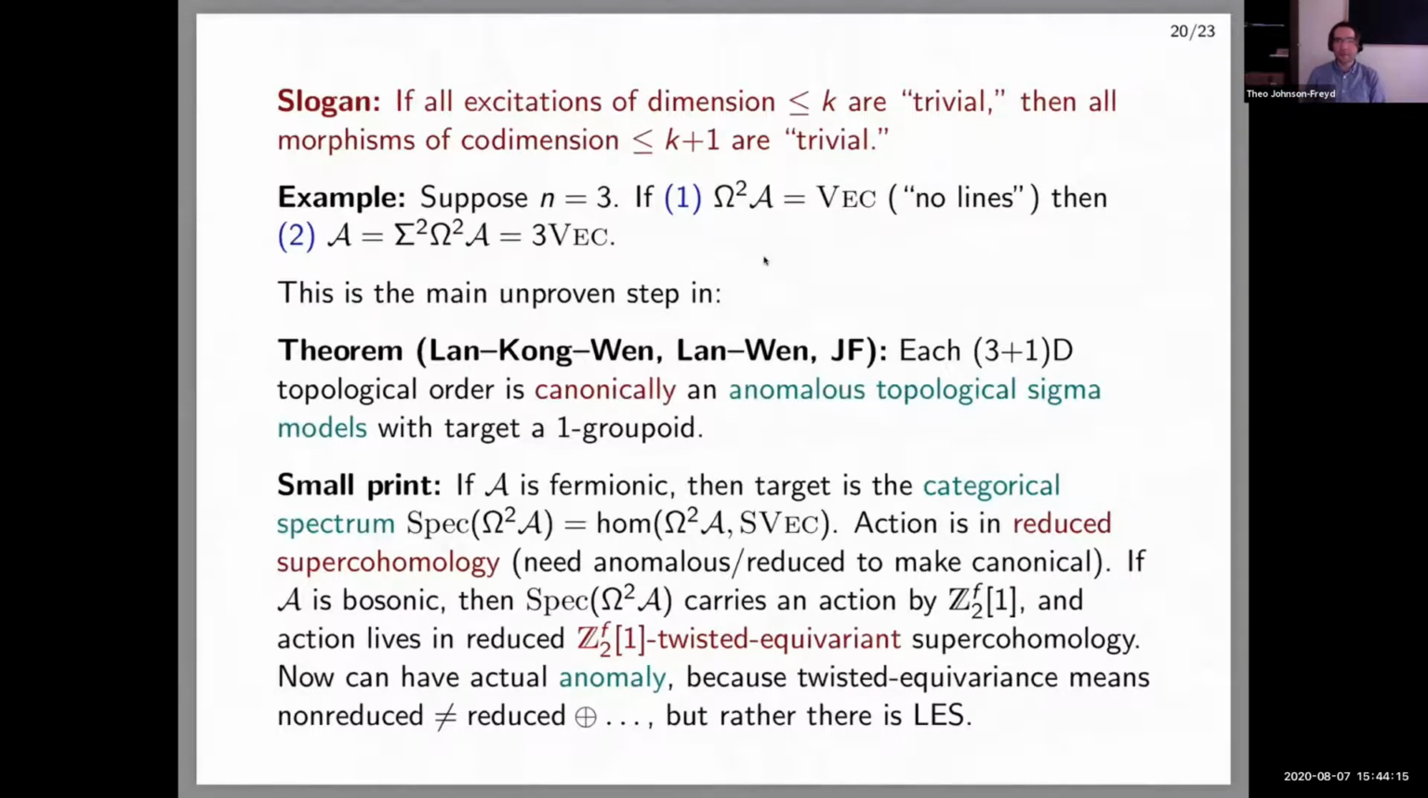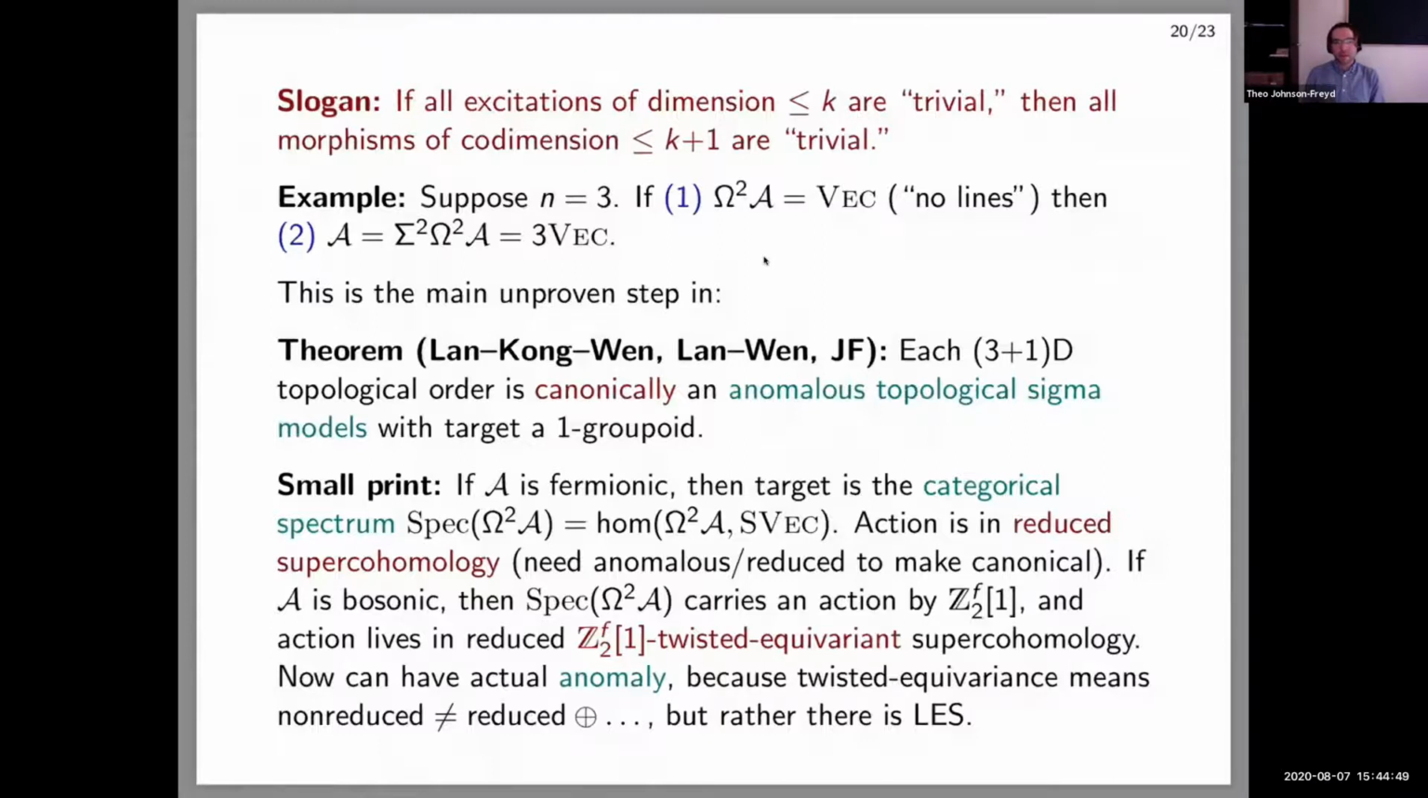So let's take n now to be 3. Let's look at 3 plus 1 dimensional topological orders. And I want to take k to be 1. So what I'm saying is that if you have a 3 plus 1 dimensional topological order with no line operators, or at least no non-trivial line operators, of course there's the identity line, there's sums of the identity line, then also it has no surface operators. And I don't mean no surface operators, I mean no non-trivial surface operators. No surface operators that you can't build from condensing the vacuum line.